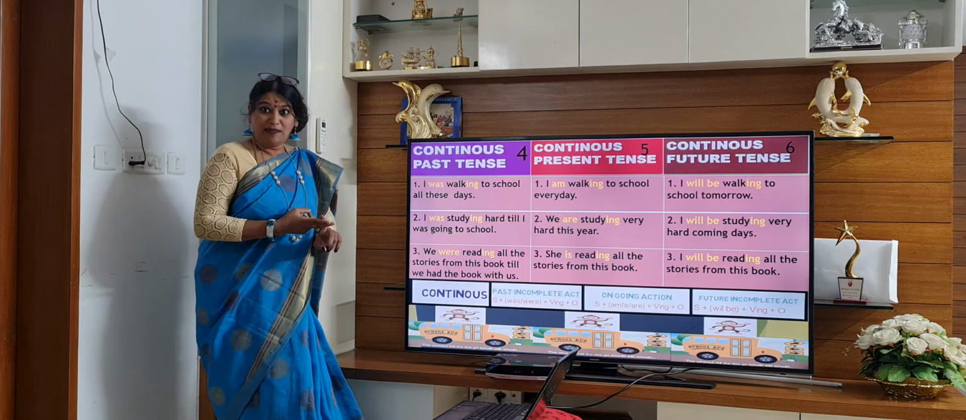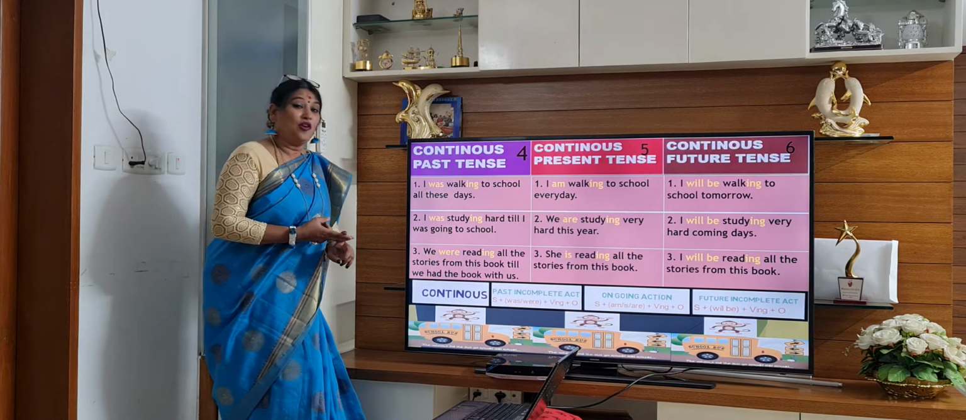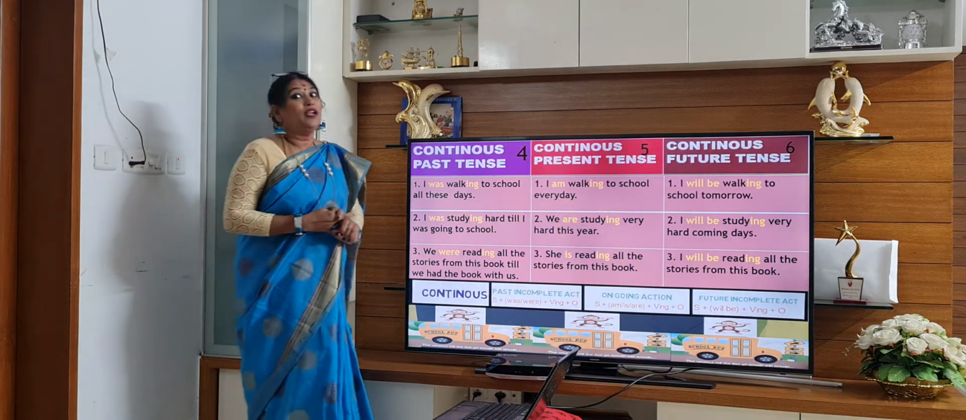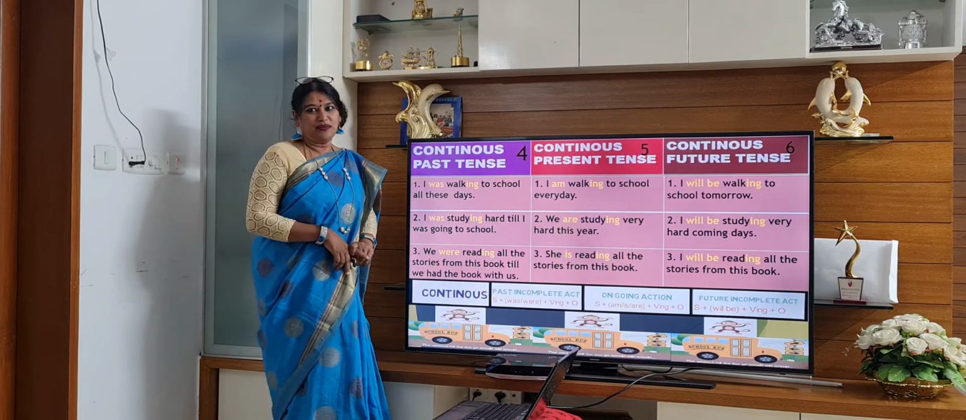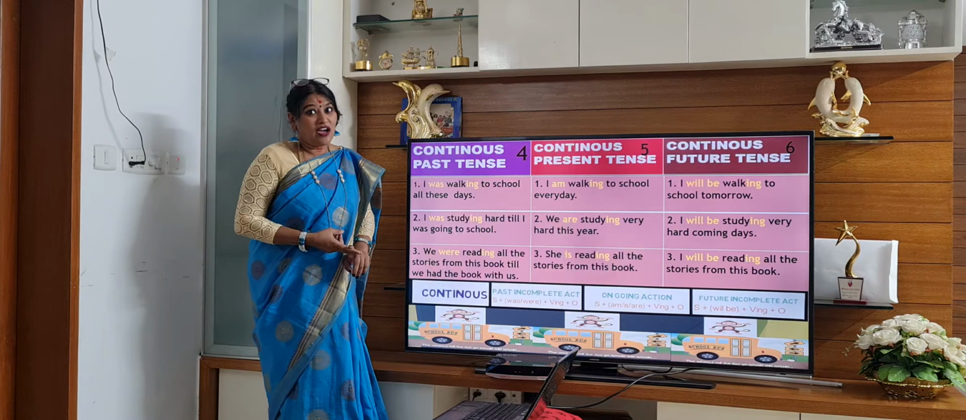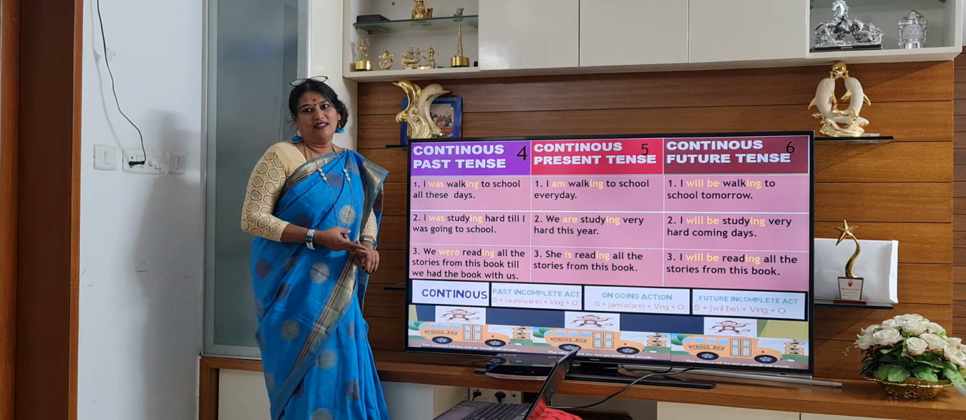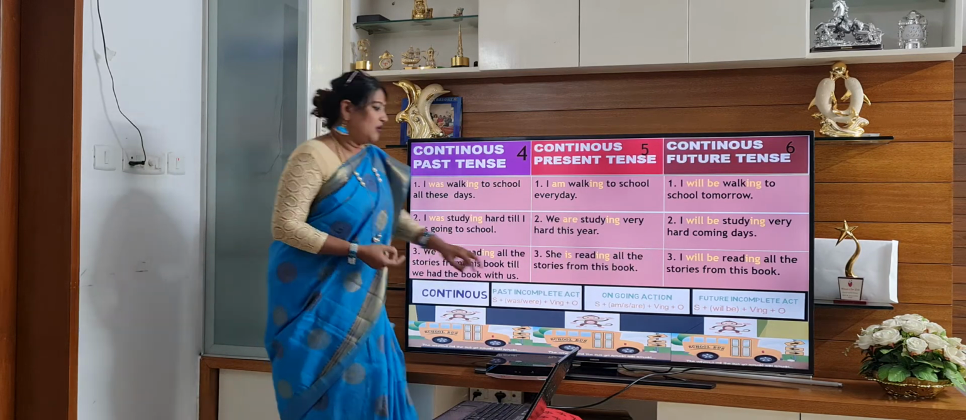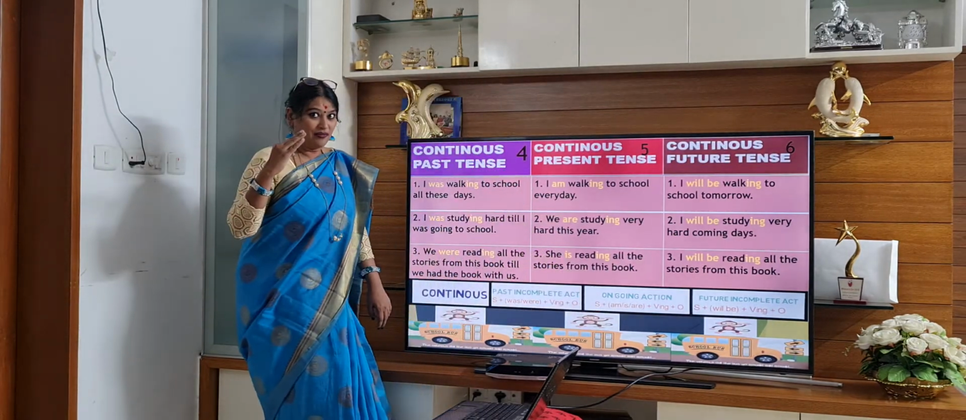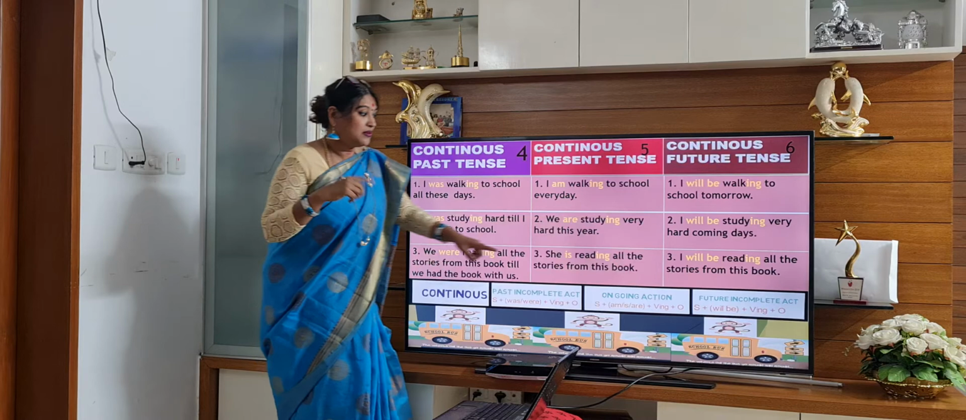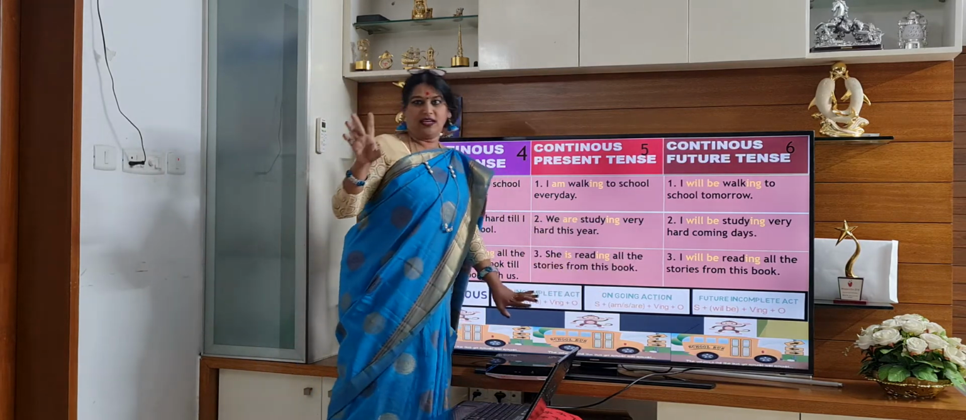Is, are, and am. We all use am only for I. Is is for he, she, and it. And for are, we use you, we, they. Got it? Okay. So is, am, are plus verb's first form plus ing.